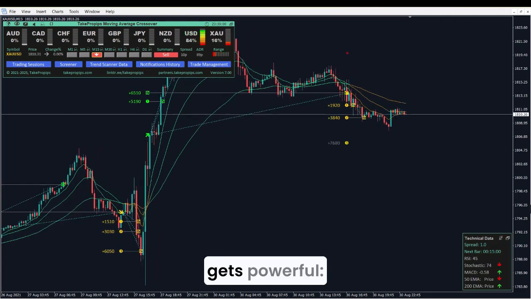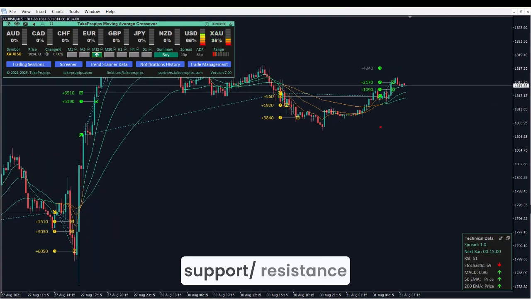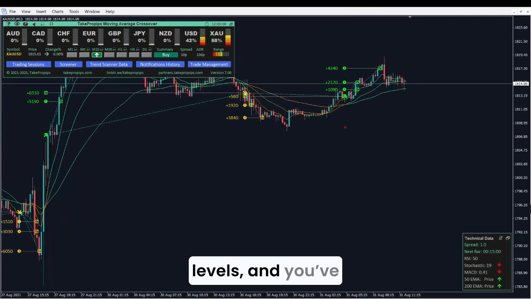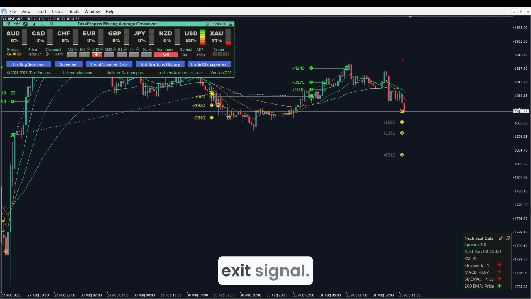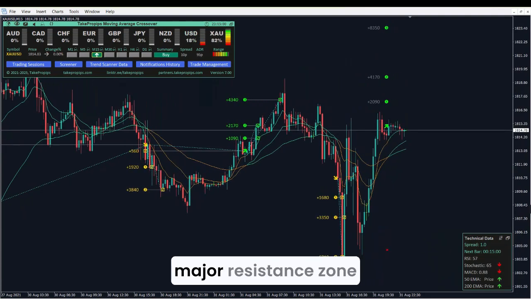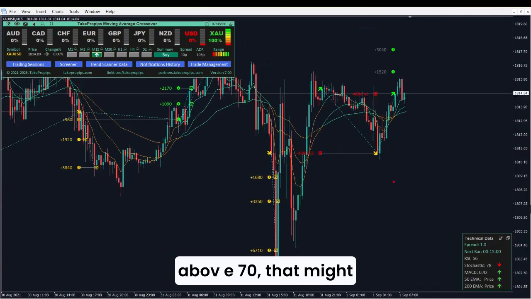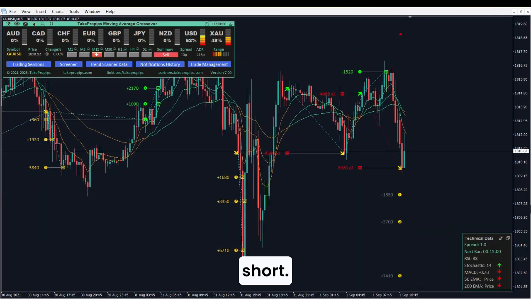But here's where it gets powerful. Combine RSI with price action or support/resistance levels, and you've got yourself a potential entry or exit signal. For example, if EUR/USD is approaching a major resistance zone and RSI is flashing above 70, that might be your clue to start preparing for a short.